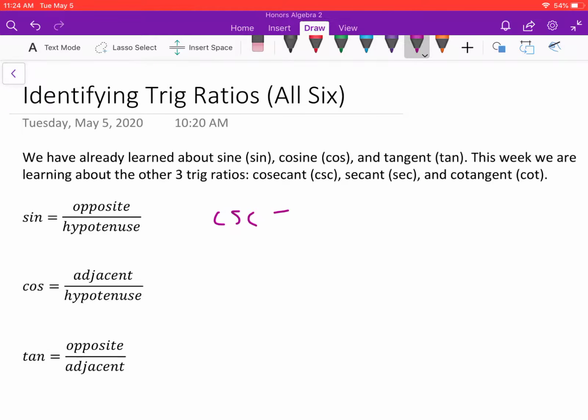That is the reciprocal of the sine function. So sine was opposite over hypotenuse. If we take the reciprocal of that, we get hypotenuse over opposite.